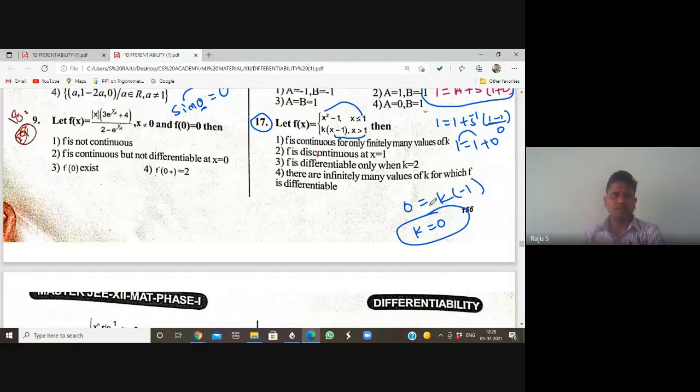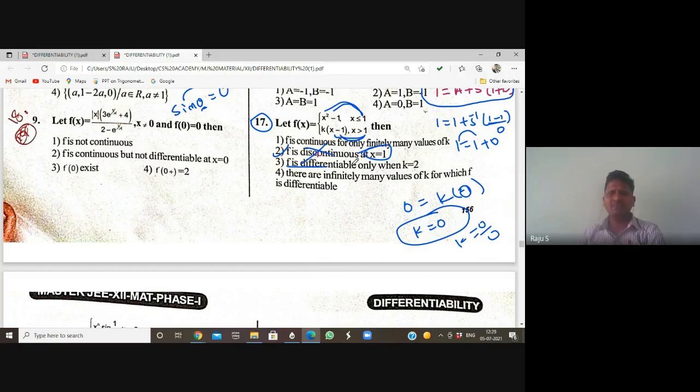It is continuous at k is equal to 0, we got it. Continuous, right? But let us see the second: it is discontinuous at x is equal to 1. At x is equal to 1, it is clearly continuous. When I substitute 1 directly, what is k into 0? Am I right? k into 0 means k is 0 by 0. So it is not continuous, it is discontinuous.